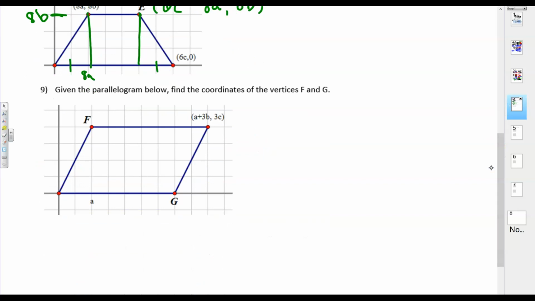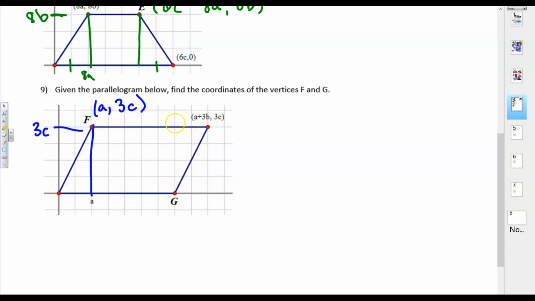And let's look at number 9. Number 9, I want to find the values of F and G. Well, F, if I look at this right here, the x value is definitely at a. And my y value is the same y value as this point over here, which must be 3c. So my vertex is at a comma 3c.